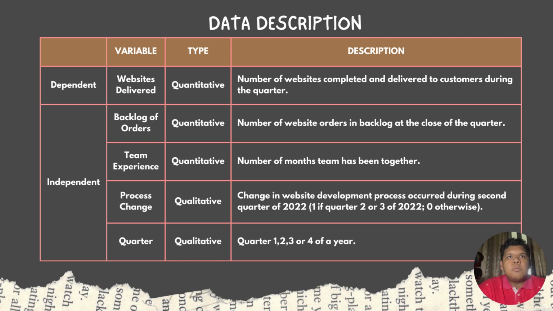The third one, team experience. It is the number of months the team has been together. The fourth one, process change in the website development process that occurred during the second quarter of 2022. If the value is 1, then it is in quarter 2 or 3 of 2022. For value 0, it is otherwise. The last one is quarter, which is for quarter 1, 2, 3 or 4 during a year.